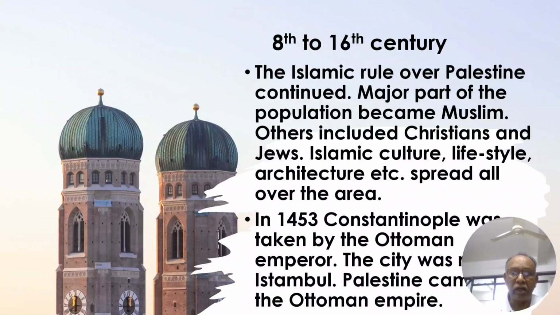In 1453, Constantinople was taken by the Ottoman Emperor. The city was renamed Istanbul, and Hagia Sophia, the cathedral, was converted into a mosque. Palestine came under the Ottoman Empire.